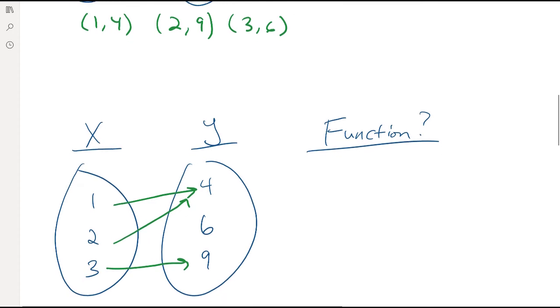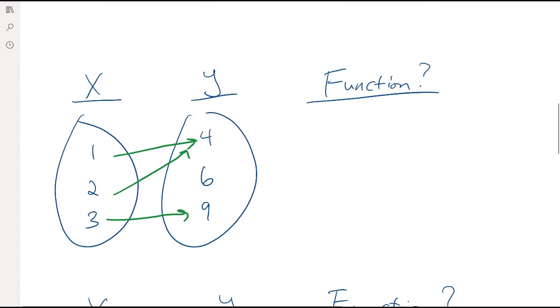All right, how about this one? Let's do the same thing. Let's write the ordered pairs for this example. What are the ordered pairs for this example? They would be (1, 4), (2, 4), and then (3, 9). Same question: is this relationship a function?